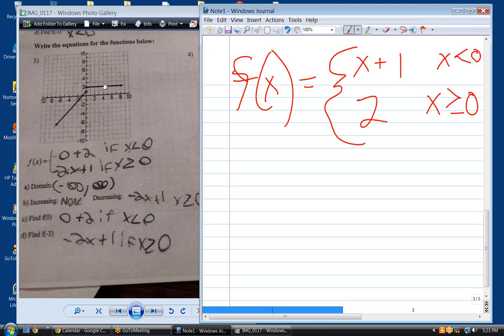What is f of 4? If x is greater than 0? No, what is f of 4? Evaluate this thing for f of 4. It'd still be 2. Exactly. What's f of 8? Still 2. What's f of minus 3?